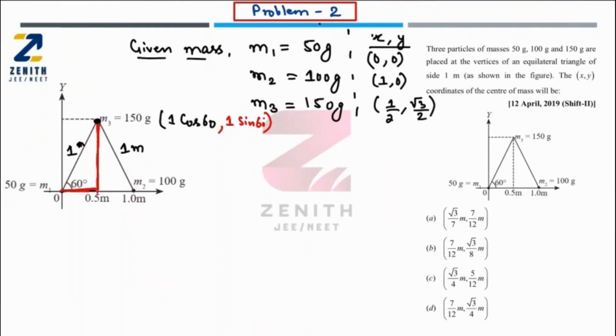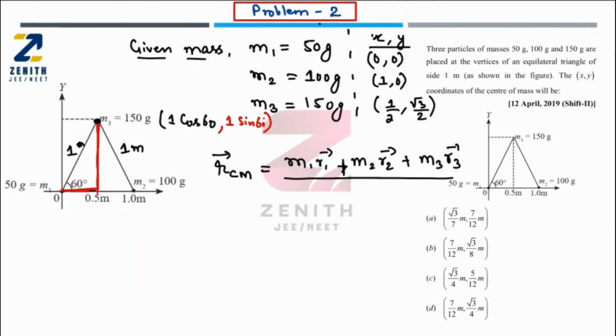Now you got the position of each and every mass. Mass is already given: m1, m2, m3. Now you can use the expression for the center of mass. So R CM is m1 r1 vector plus m2 r2 vector plus m3 r3 vector. The z coordinate will be 0 because these point masses are located in the xy plane, divided by m1 plus m2 plus m3. So what is the mass m1? M1 mass is 50 gram.